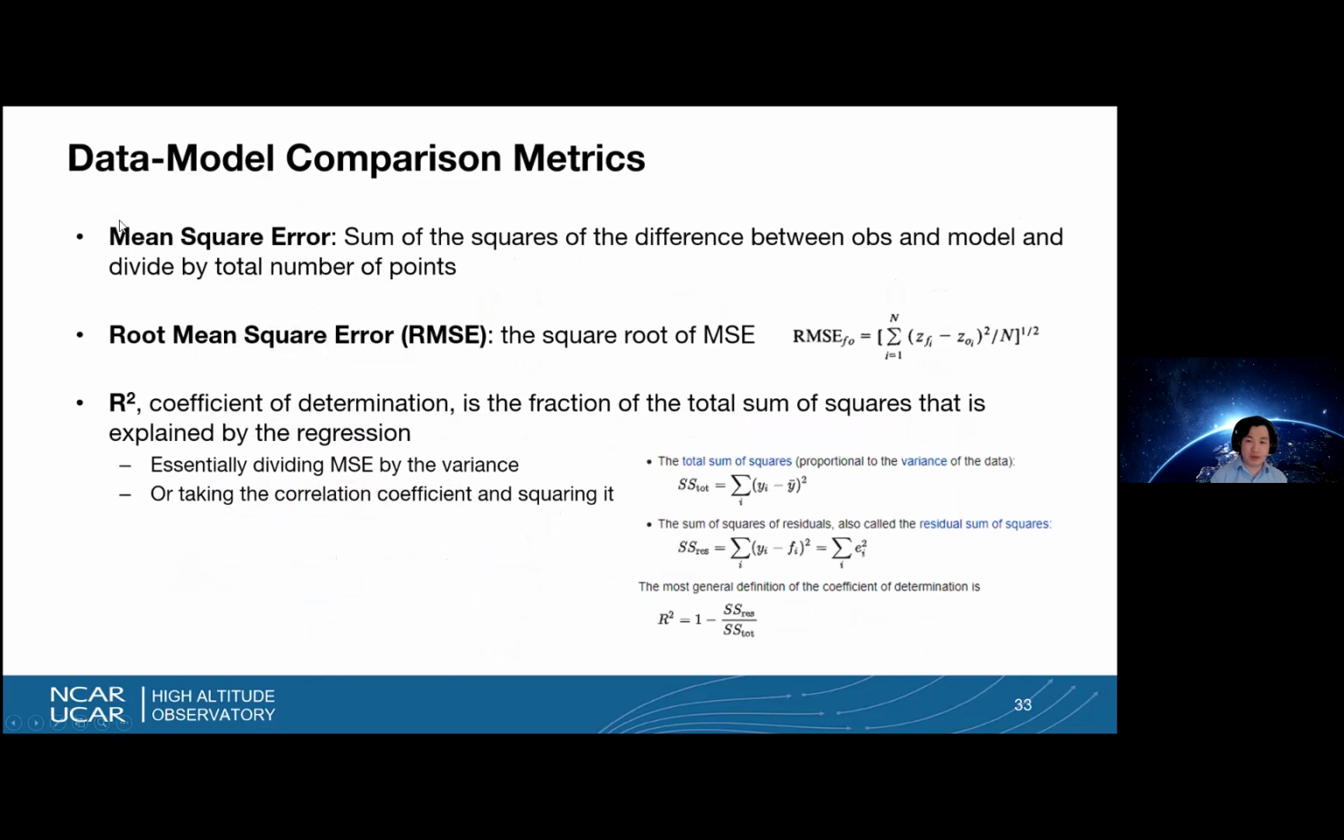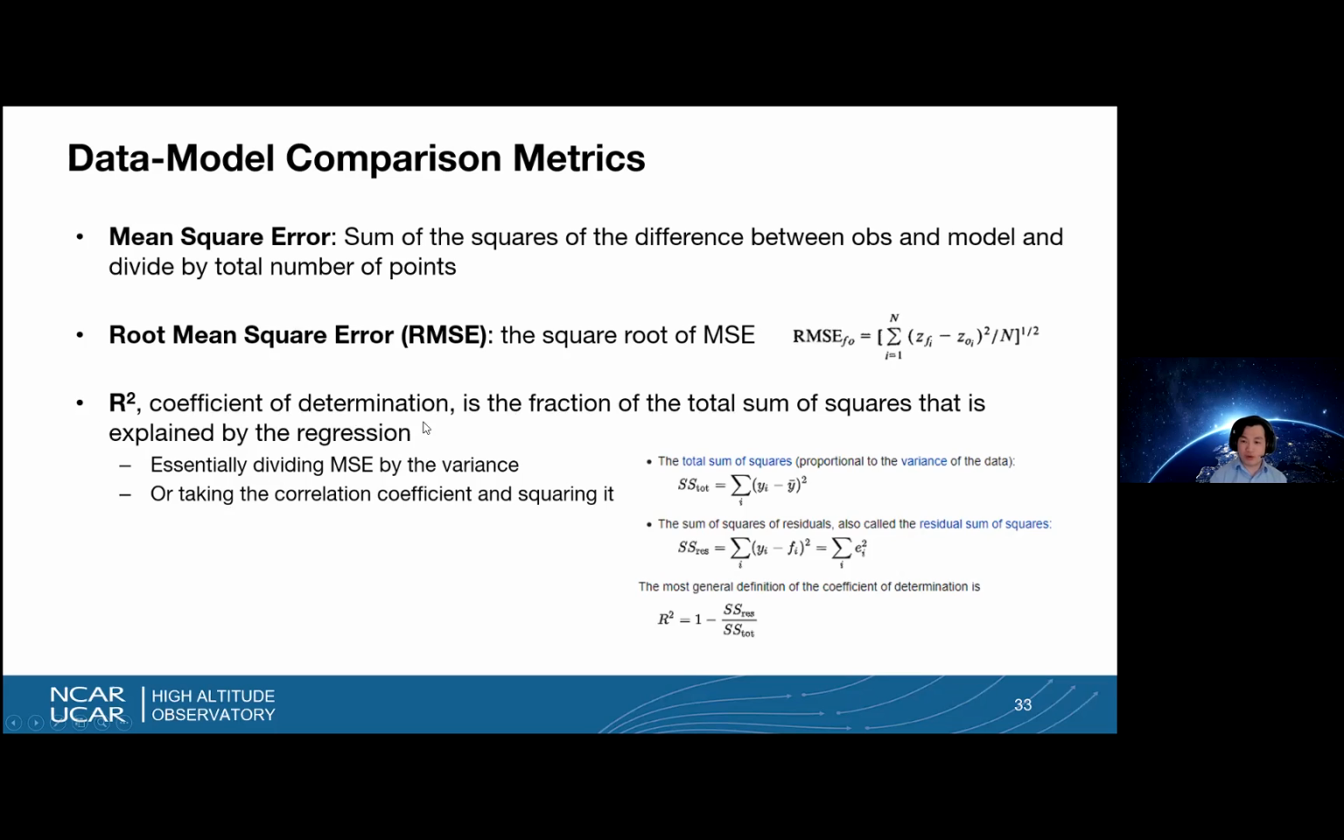So the first thing is the mean square error. The mean square error is the sum of the squares of the difference of the observation and model. Let's just ignore that. All right, the RMSE is the square root of the mean square error, and that's calculated this way. So you just remove the square root here, and you can calculate the mean square error. You take the difference between your observation and the model, you square that, and then you sum everything together. So the lower the number, the better, because the lower your error, the better you do.